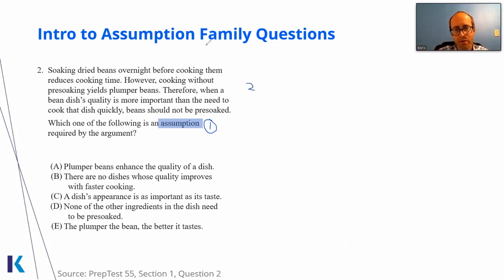And here we had the nice word therefore, which was really great. So the conclusion was here at the end. When a bean dish's quality is more important than the need to cook that dish quickly, beans should not be pre-soaked. So there's our conclusion. And the evidence is everything before that point. Now, what I want to get to is what happens in step three. Because while you never have to use either mismatch concepts or overlooked possibilities, you can just always use whichever one you want.